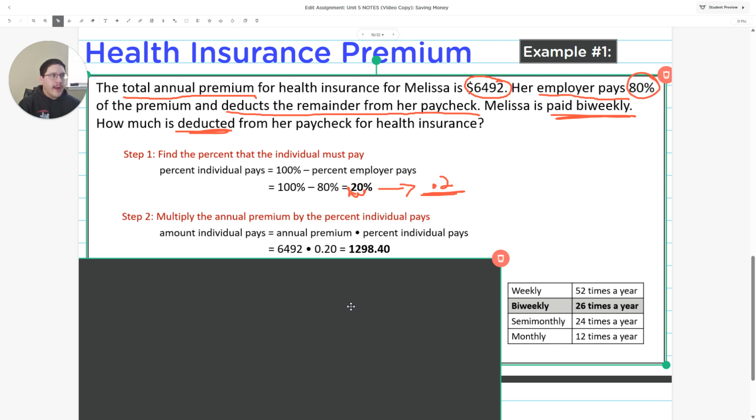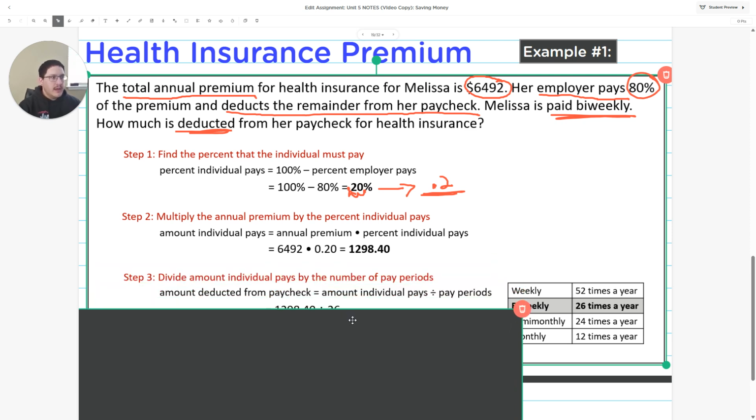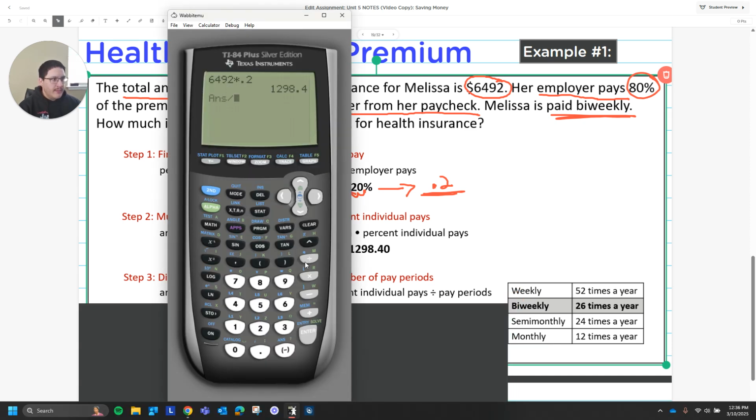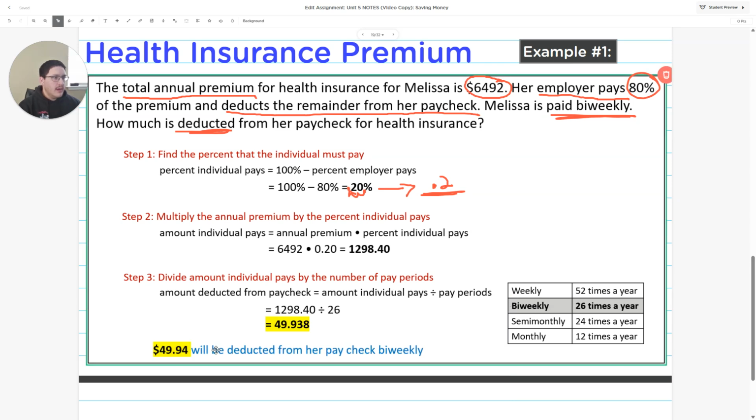So how are we going to figure out how much gets deducted from her paycheck? Take this number divided by the amount of pay periods that she has. So now, next part, divide this by bi-weekly, which is 26. Round it to 2 decimal places because we're talking about money here. This is going to be $49.94. So $49.94 will be deducted from her paycheck bi-weekly.